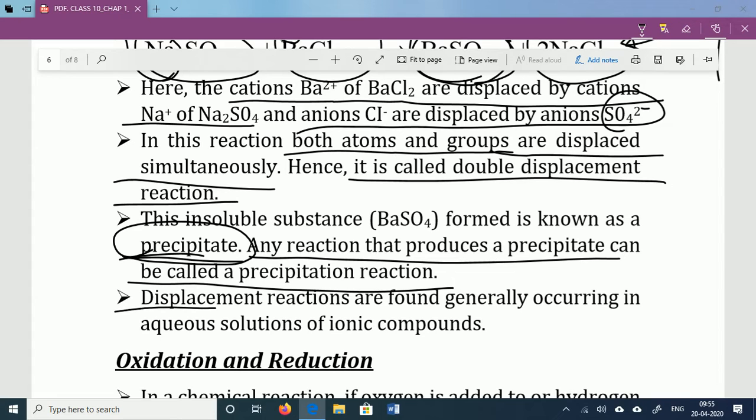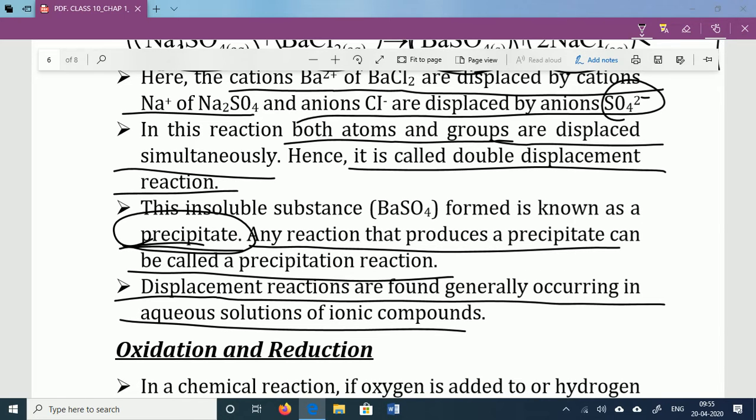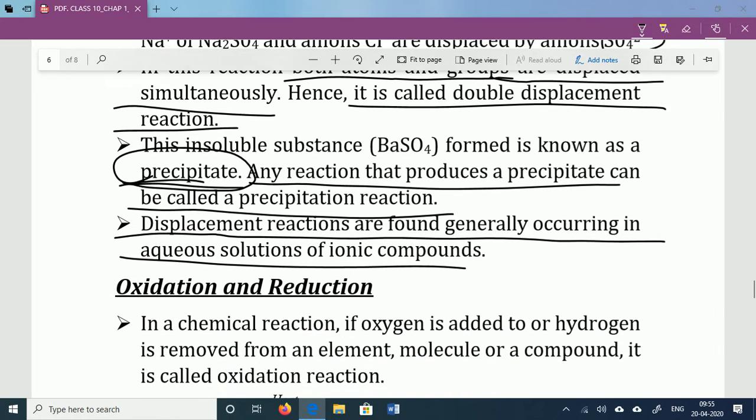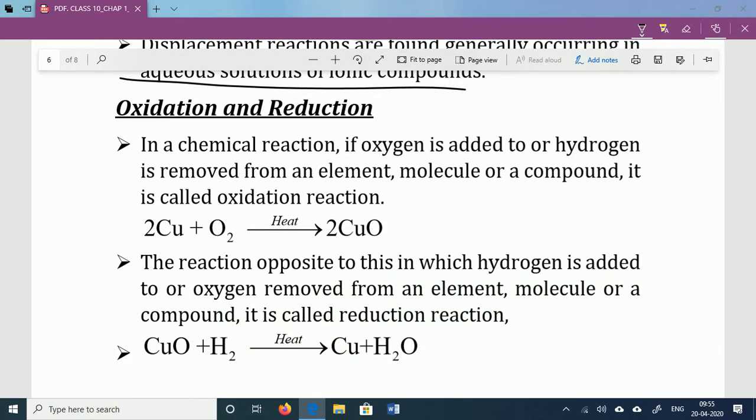Displacement reactions, as we discussed earlier, generally occur in aqueous solutions of ionic compounds, meaning the compound form in solution form is involved in double displacement reactions. Understand? Now we will move to our next reaction. I think you are familiar and can easily understand what a displacement reaction is, what a double displacement reaction is, and what the difference between displacement and double displacement reaction is.